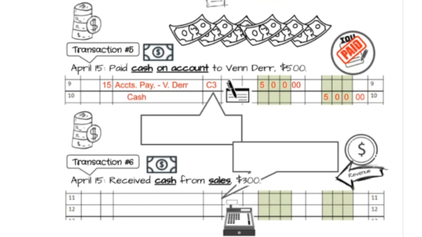In this case, it's C3. You can see our little check picture there, C3. And notice that source documents go in consecutive order. So far we've used check 1, check 2, and now we're using check number 3, and they go in order like that.